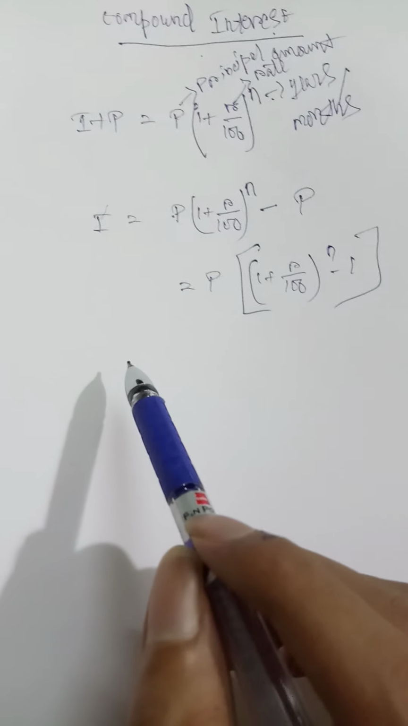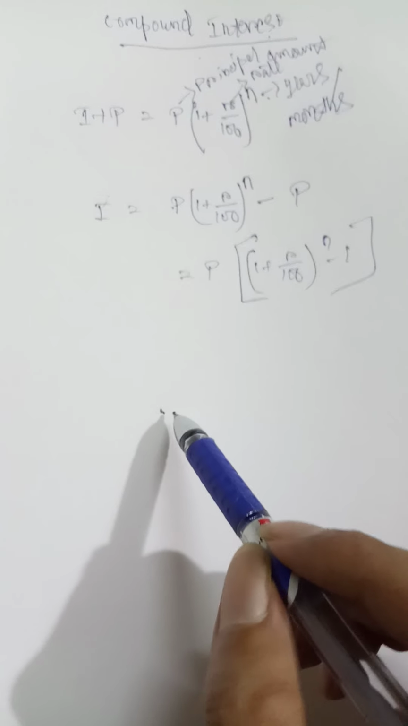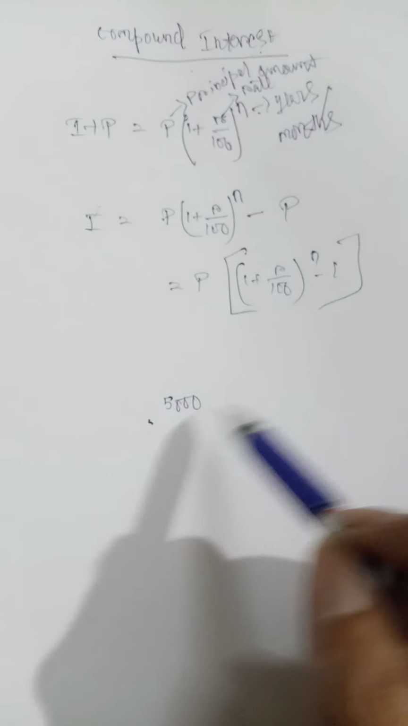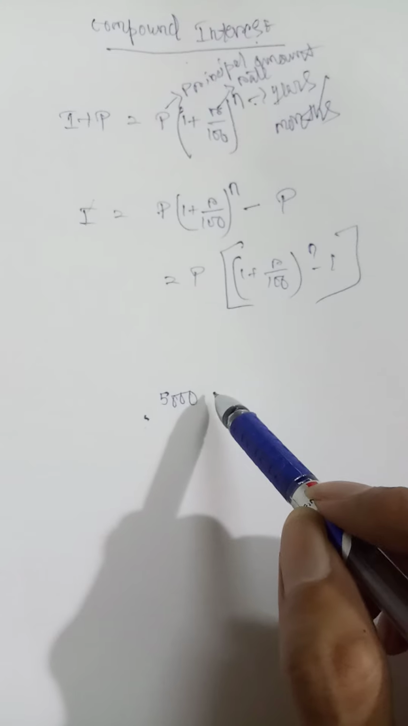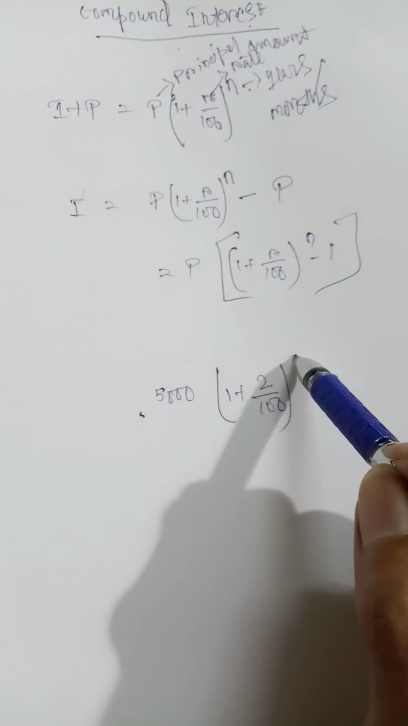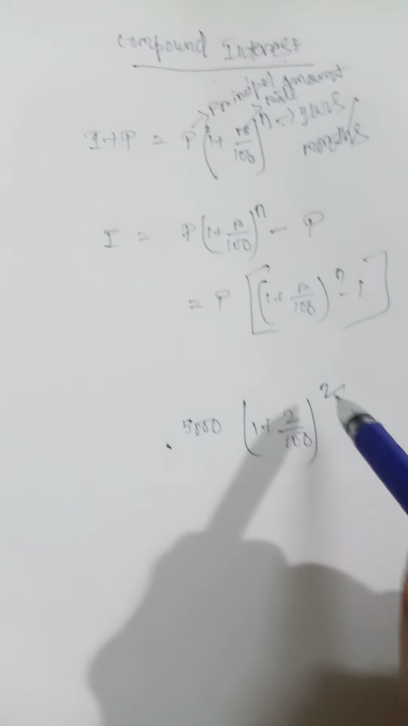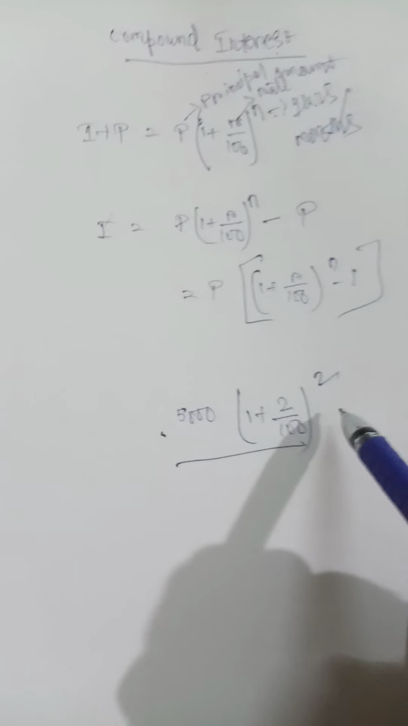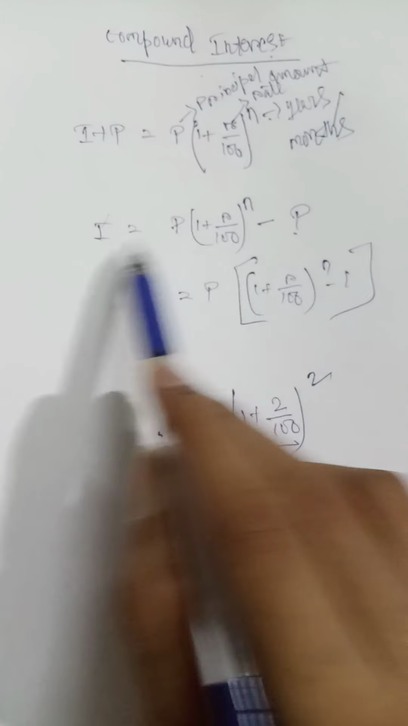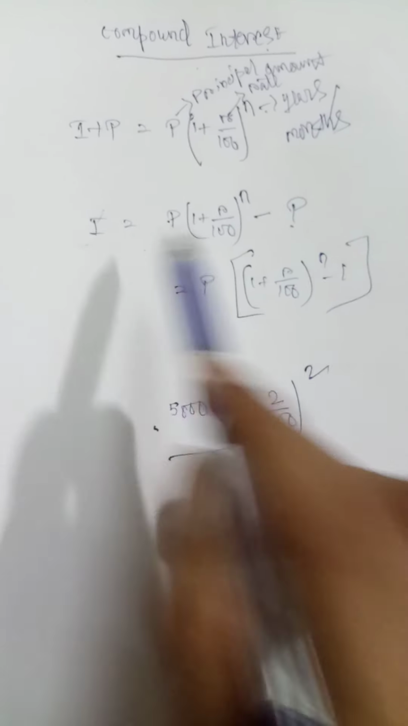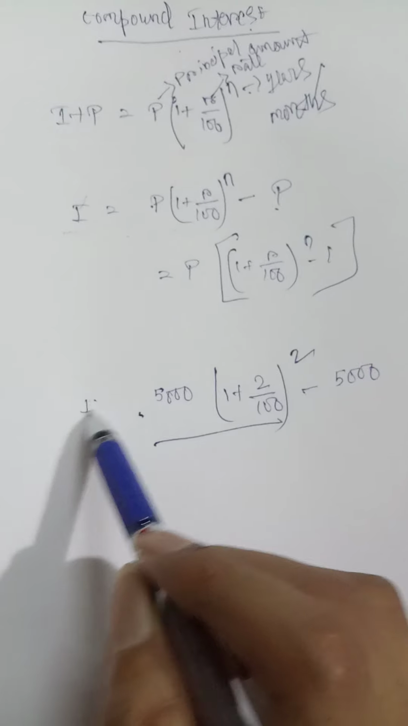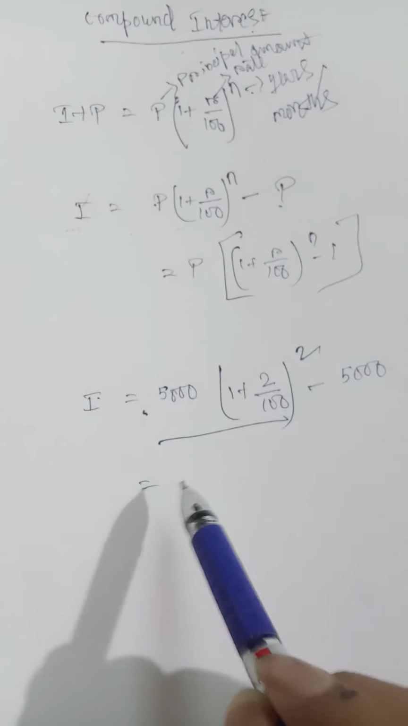Let's look at an example. We put that same amount of 5,000 as we did in the previous problem, with the 2% rate for 2 years. And this is the compound amount, and we have to subtract the principal amount from this to get the net interest. So the 5,000 is subtracted.